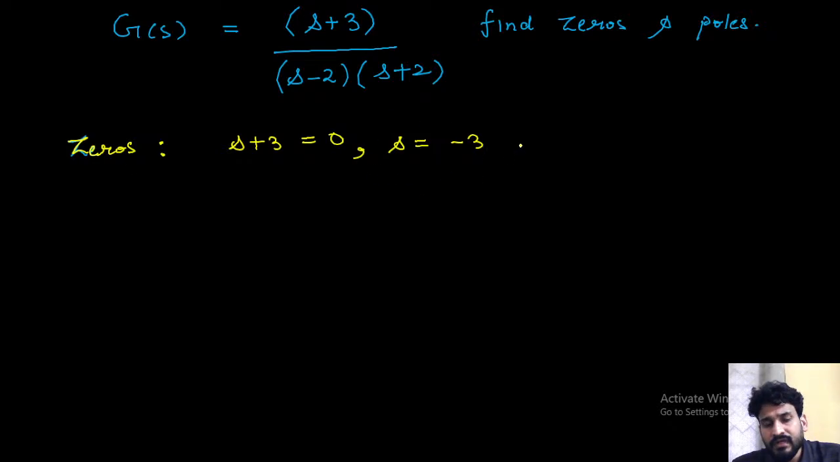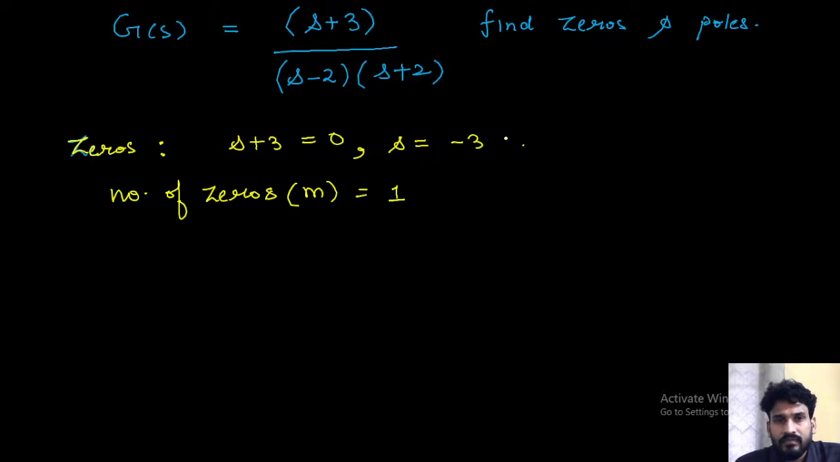If somebody asks how many zeros are there, the number of zeros, that means what is the value of m? M is equal to 1, right? How many zeros are there? 1. Okay. What about the poles?